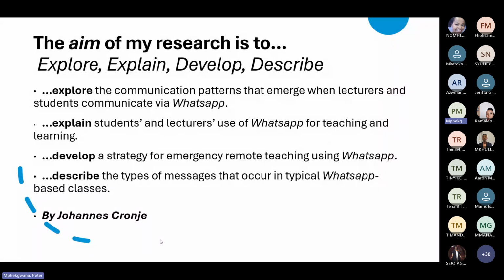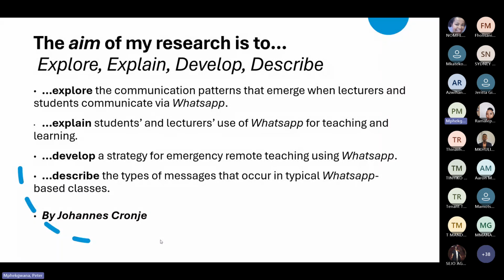And then if our research is more about explaining, we can say that we want to explain students' and lecturers' use of WhatsApp for teaching and learning. We know that this is happening, they are communicating on WhatsApp for teaching and learning. But now we want to explain the use of WhatsApp for teaching and learning. It's happening, but now we want to explain.